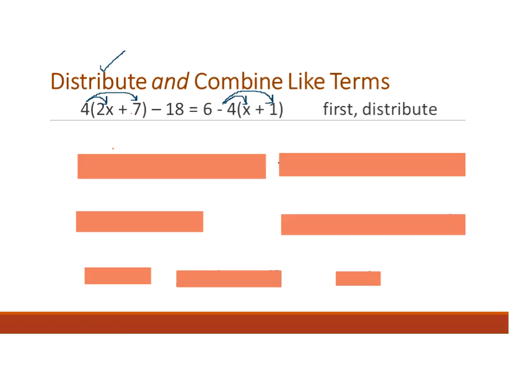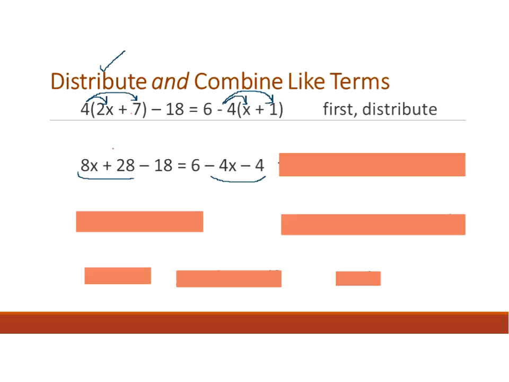Okay, so 4 times 2x is 8x. 4 times 7 is 28. And then on the other side, so this is what we just did here, those two. And then negative 4 times x is negative 4x, and negative 4 times positive 1 is negative 4.